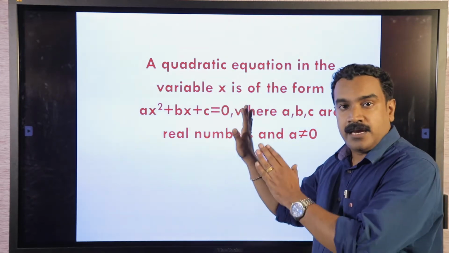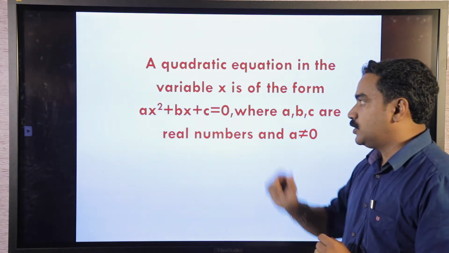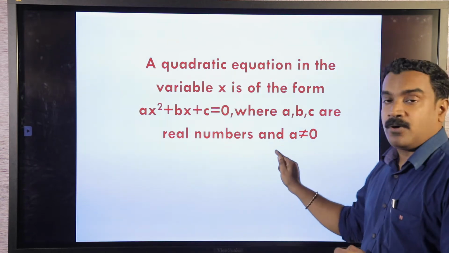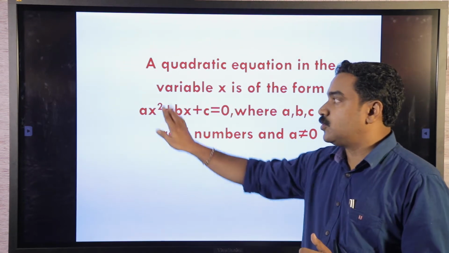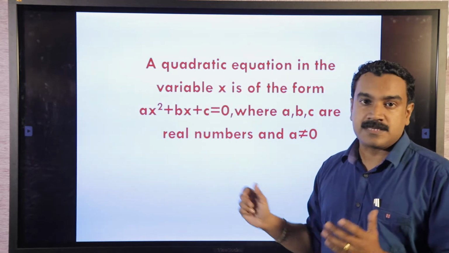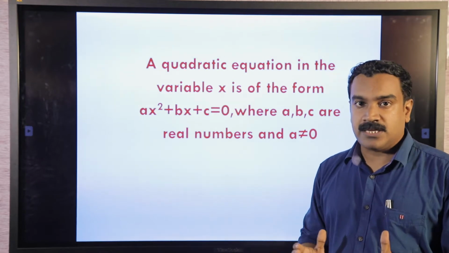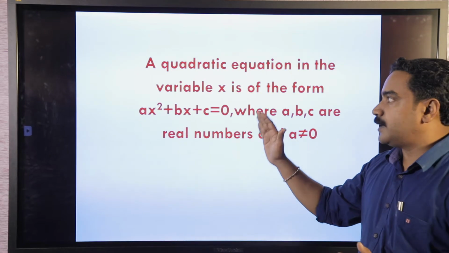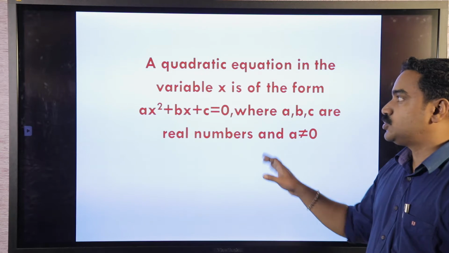Here this equation is in variable x, that's why the general formula is ax square plus bx plus c equal to 0, where a, b, c are real numbers and a not equal to 0. This is a very important point, a not equal to 0. What happens if a equal to 0? Then ax square becomes 0x square, that is 0, and it becomes bx plus c equal to 0. What is bx plus c? It is a linear equation. So the standard form of the quadratic equation is ax square plus bx plus c equal to 0, where a, b, c are real numbers and a not equal to 0.